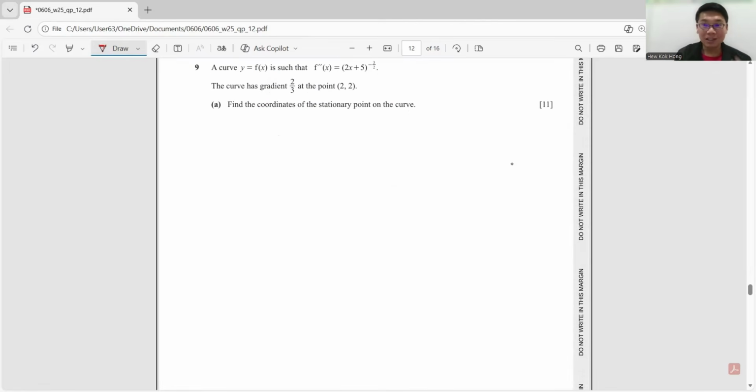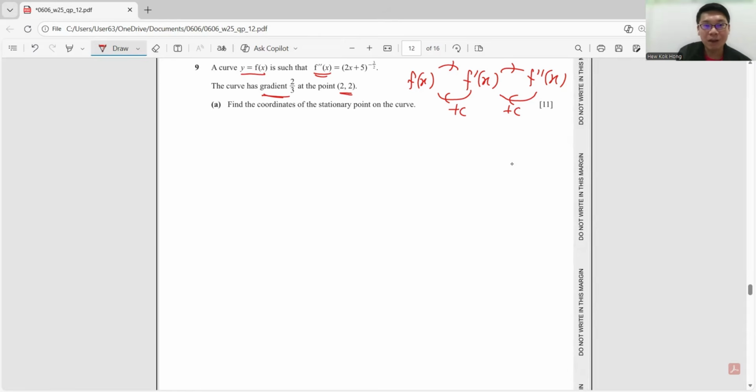Question 9 is an integration question because they say a curve has this equation. They give you f double prime. We know that from f(x) to f prime x to f double prime x, we differentiate, differentiate. So here they ask you to find back f(x). And remember, every time you do integration to go back, you must find the plus c value. That's why they give you this info, so you can find the value of plus c.